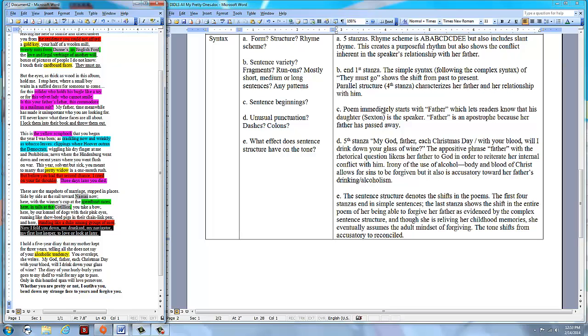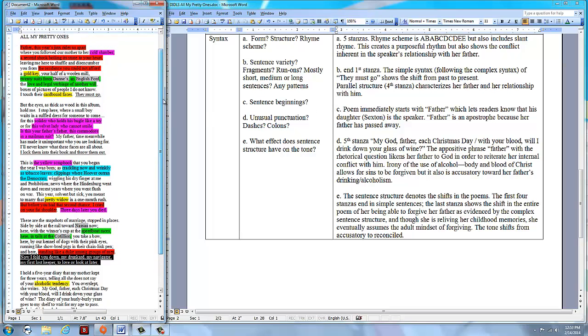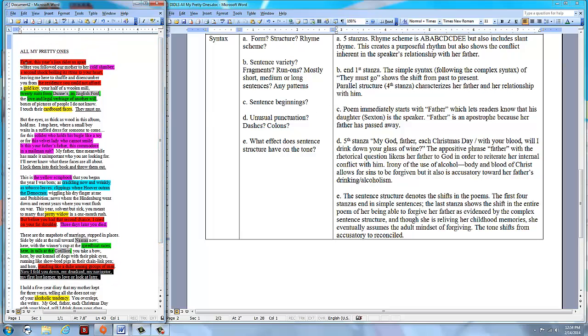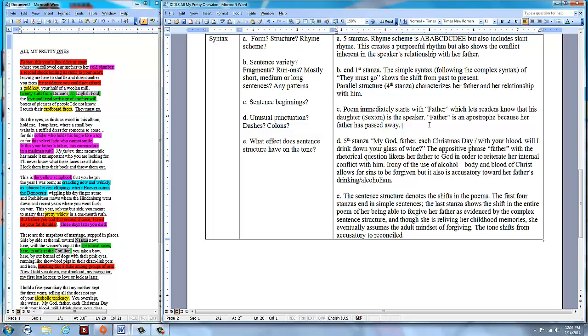Letter C, sentence beginnings. With the poem immediately starting with the use of father, it lets us know that Sexton is the speaker and that she is addressing her father, that this poem is an address directly to him. Father is an apostrophe because her father has passed away, and most of you are familiar with this word, but remember the movie Up? This is a great example of, the protagonist of that film keeps talking to his wife who's passed.